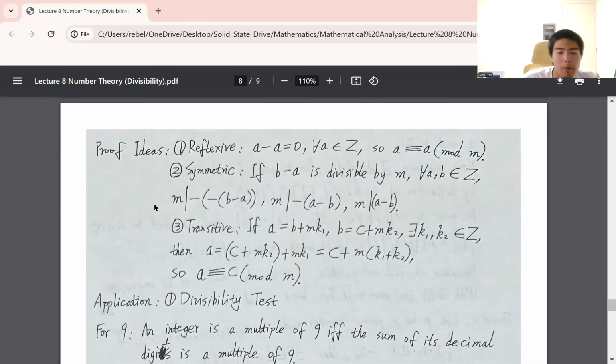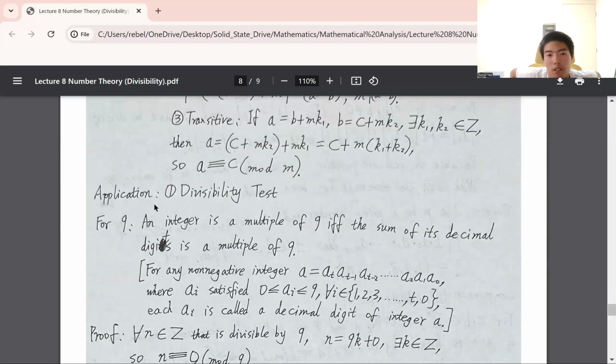And we'll talk about some applications of congruence. The first one is divisibility tests. We have seen two. Like you already know, all numbers that can be divided by 2 have one characteristic: the last digit is always 0, 2, 4, 6, or 8. And for 9, you probably know that if an integer is a multiple of 9, then the sum of its decimal digits is always a multiple of 9.